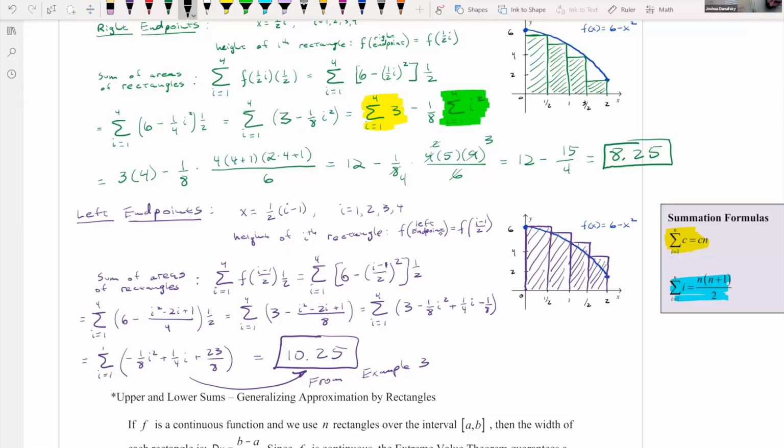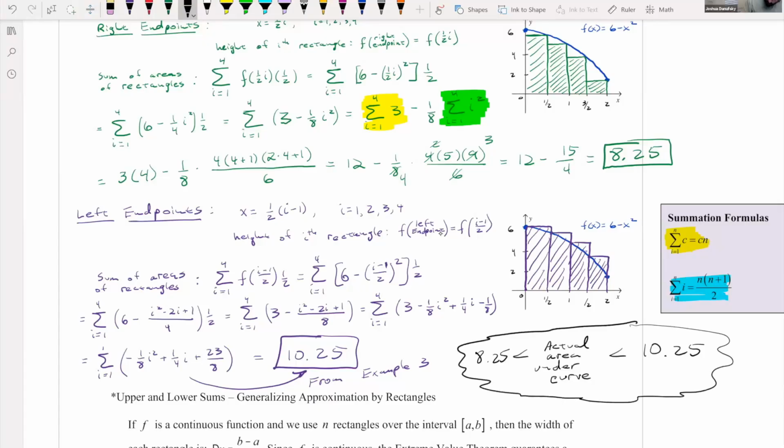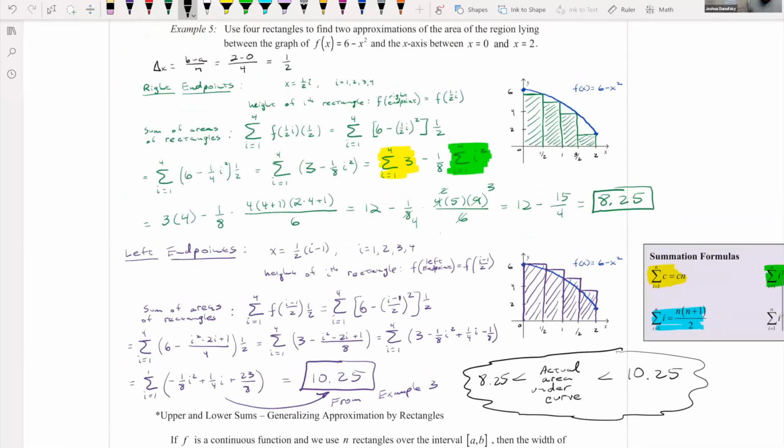What we have is, I'll just say, the actual area under the curve between 0 and 2 and above the x-axis is going to be greater than 8.25 because the green has all those gaps underneath the curve, but less than 10.25 because the purple has all those bits of rectangles that are going above the curve. And so we know our actual area is between those two.